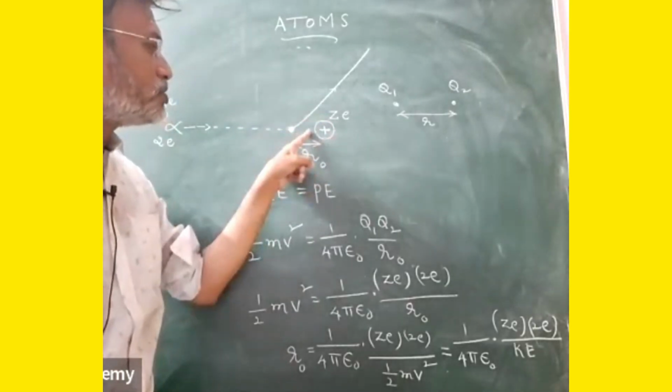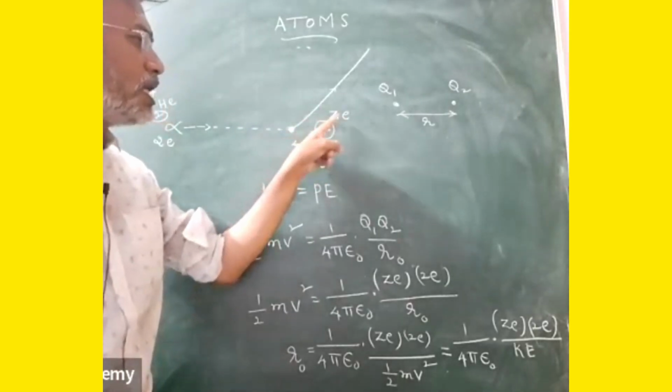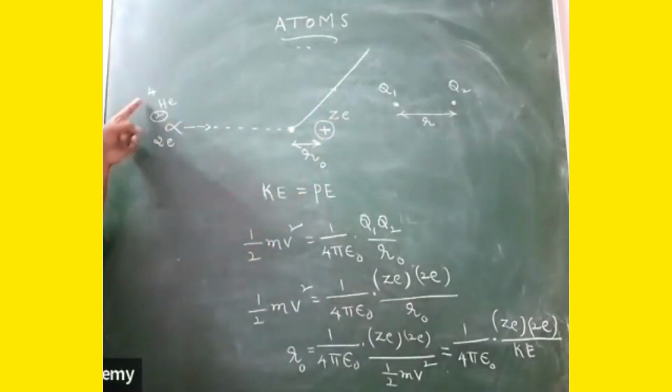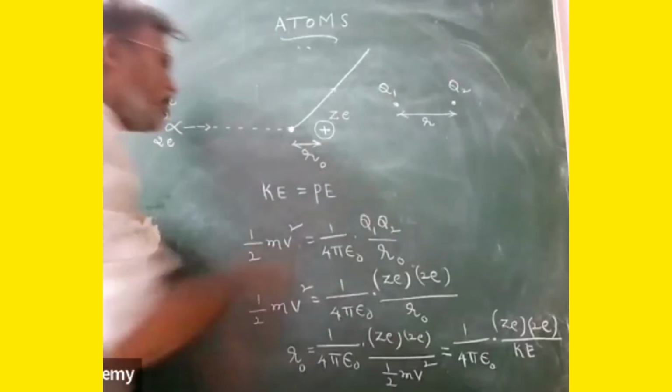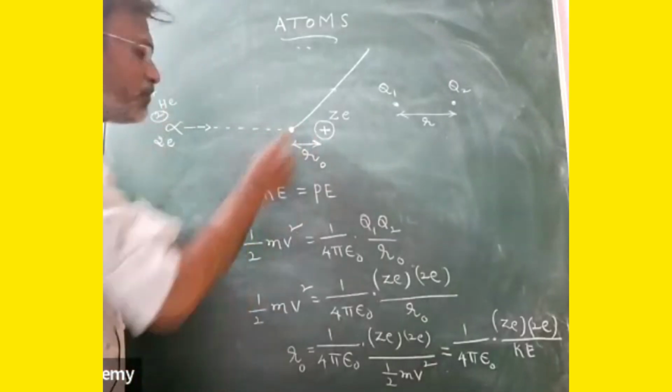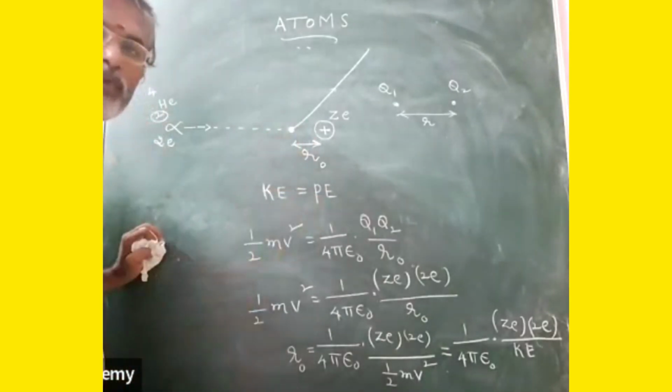If we take Z as the proton number of the target nucleus, its charge is Ze. The alpha particle is nothing but positively ionized helium, and its proton number is 2, so its charge is 2e. At the point where it deviates, according to the law of conservation of energy, kinetic energy is converted into potential energy.